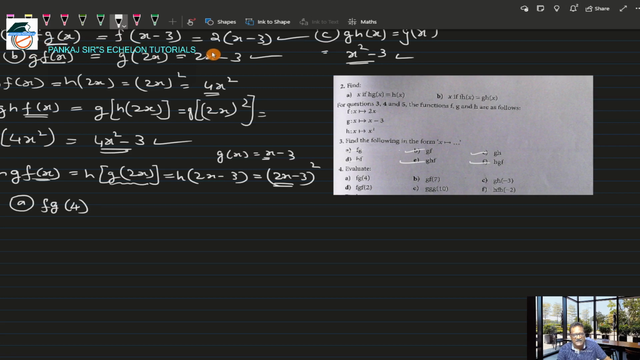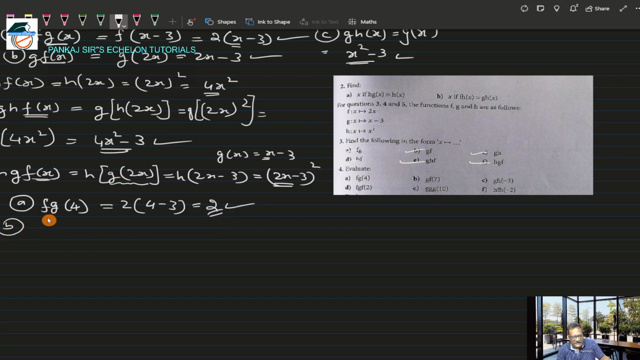Now see here, you can see FG of X. It was how much? 2 into x minus 3. So here only you have to plug the value of x. You have to plug in 4. Instead of this x, I have put in the value 4. So it will be 4 minus 3 times 2. 4 minus 3 is 1, 1 into 2 is 2. So 2 is the answer for this.